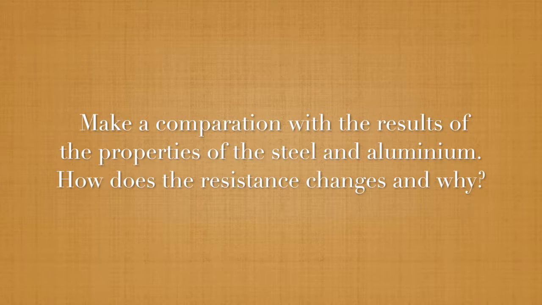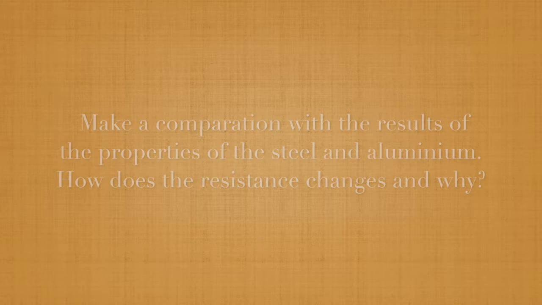Comparing the results of the aluminum and steel pieces, we can determine that the steel is more resistant than the aluminum. This is because the steel 1045 has 0.45% of carbon. This makes the piece more resistant, but the aluminum 6061 is more ductile than the steel. That's the difference between them.